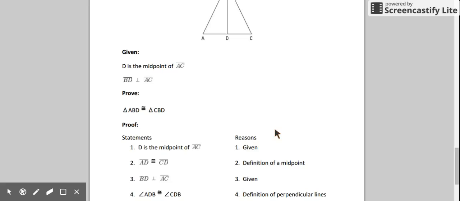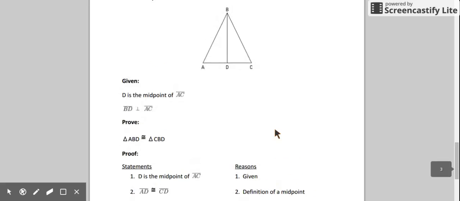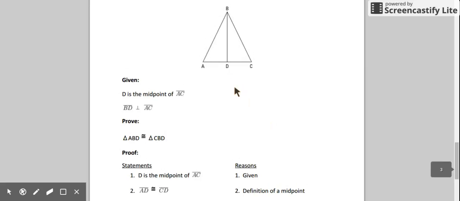So once we've used up our given statements, it's good to ask yourself, well, what proof am I working towards? So what pieces do I know are congruent so far? Well, we know that we have a segment that's congruent to another segment, and we have an angle that's congruent to another angle. So if I finish that off, I might have side angle side. That might be my congruency proof. Or if I think about that backwards, I might have angle side angle.